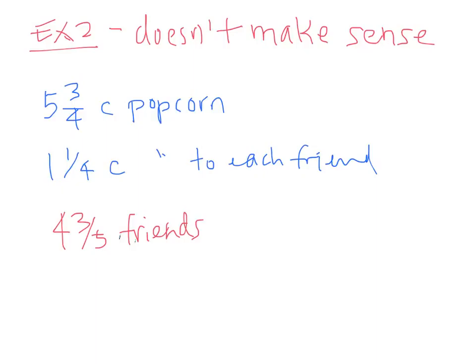Right. There's no such thing as 3/5 of a person, right? That would be kind of weird if you only saw 3/5 of a person walking around. Not a good sight to see. So the answer just completely does not make sense, right? If she said 5 friends, if she didn't have enough for a 5th friend, then what should she have said? 4 friends, right? Not 4 3/5 of a friend.